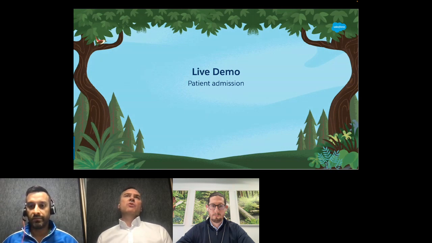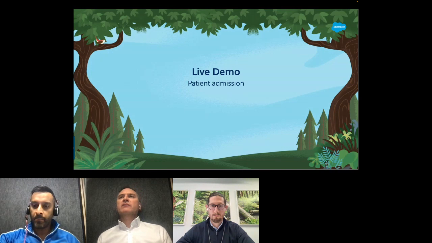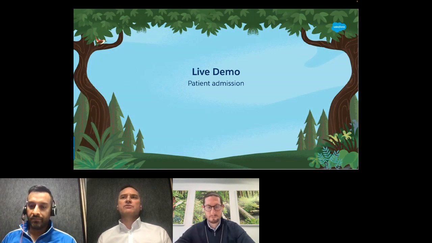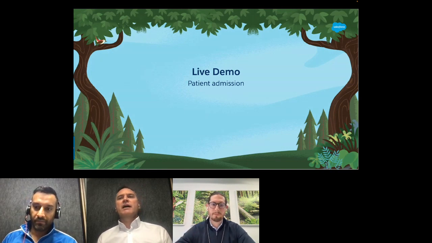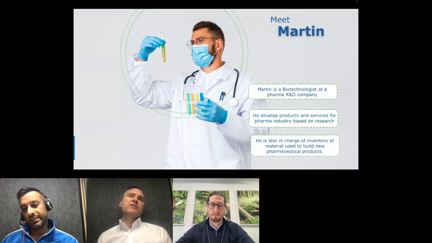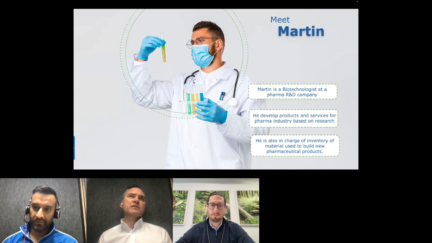So now we are more in the life science industry. We're meeting Martin. Martin is a biotechnologist at a pharma and R&D company. He developed products and services for pharma industries based on the research. And he's also in charge of inventory of material used to build new pharmaceutical products. As Armi already mentioned, that could also be a head of logistics and purchasing who has the same problems.